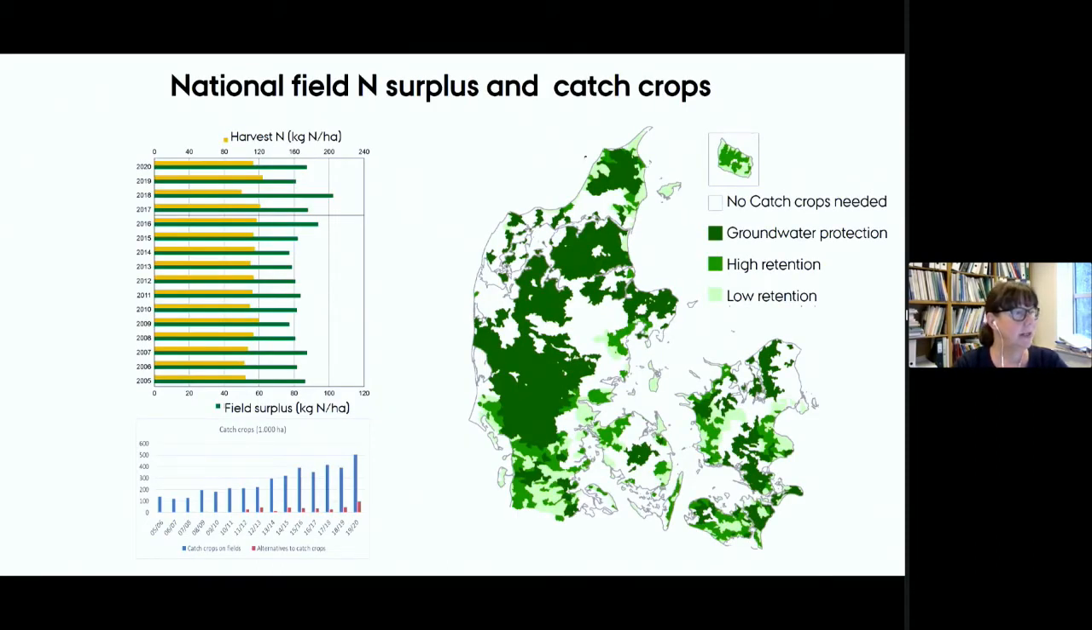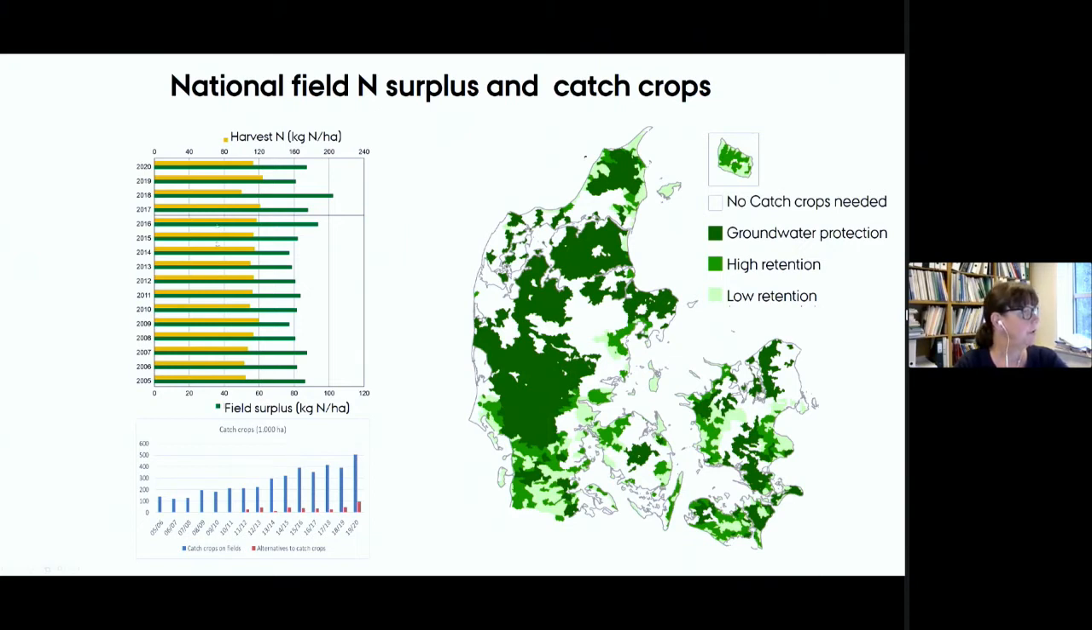In handling all these catch crops, we try to focus on areas that need groundwater protection, as you see here on this map, and also to locate catch crops with low retention and some with higher retention. So we have a stepwise implementation of the catch crops, so they are placed on more areas with low retention, and therefore it has higher effect on the inload.